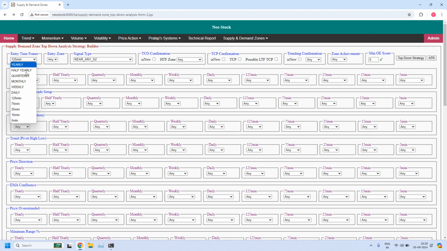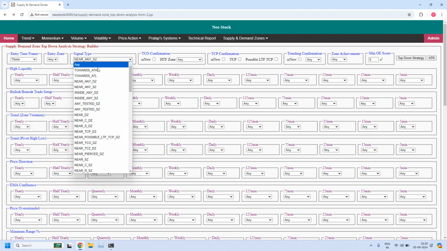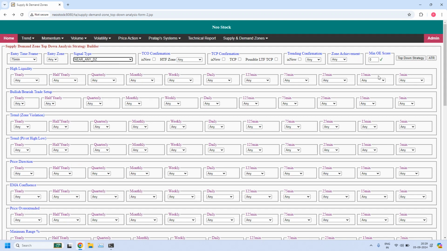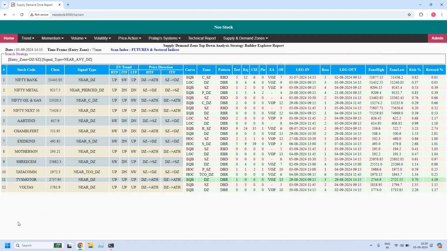Next time frame is 75 minutes. Entry time frame 75 minutes. Let us find the stocks near 75 minutes demand zone. 12 stocks are filtered. Let's verify any high liquidity 75 minutes demand zones are available.